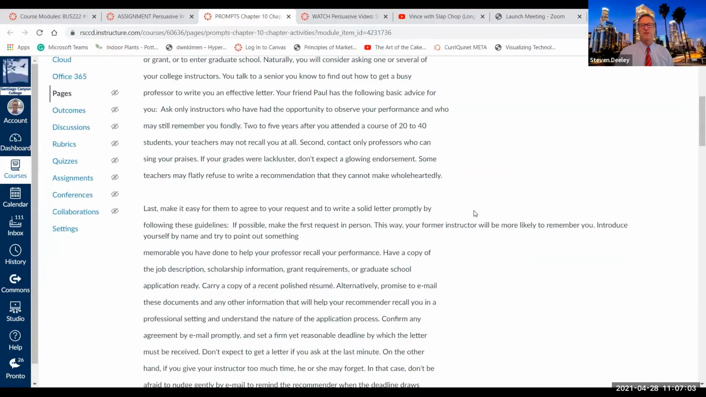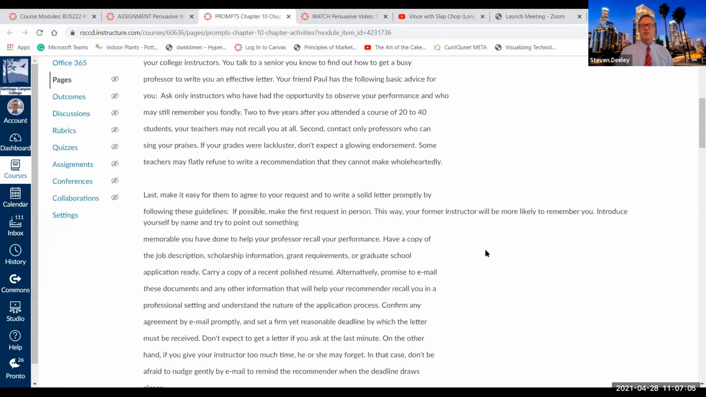So some of the things that you want to do here, first of all, you're going to want to use that format. So usually it's a great idea to open up by expressing some kind of compliment, talk about how much you enjoyed their class or something along those lines. I mean, people love to hear that stuff, right? And it says here, if possible, first make the request in person. They're more likely to remember you, et cetera, et cetera.